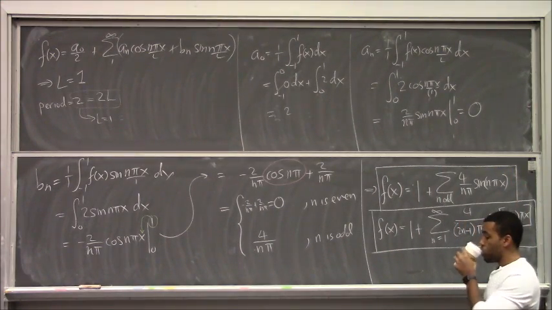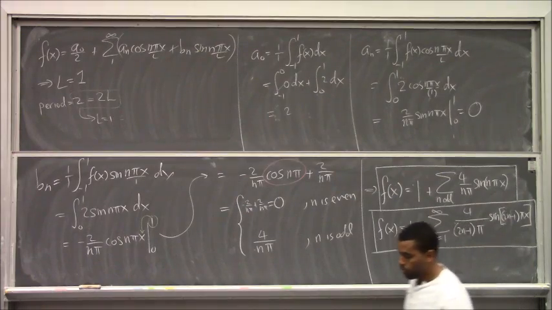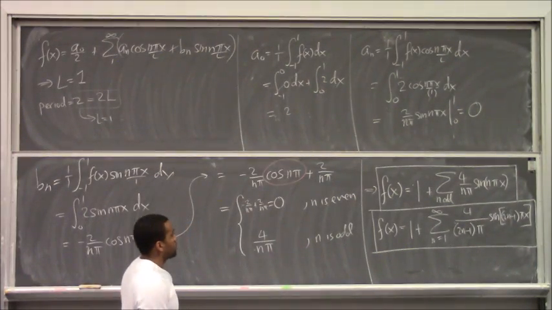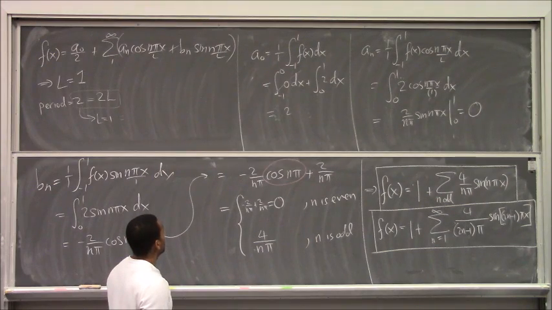Okay, so now I have a question. Why did we start from 0 to 1 if we have to go from -1 to 1?